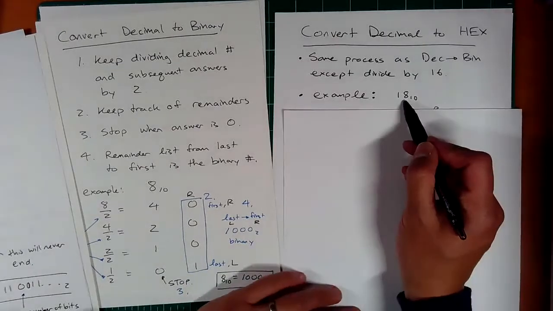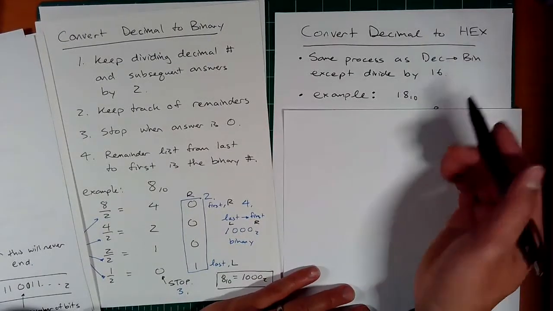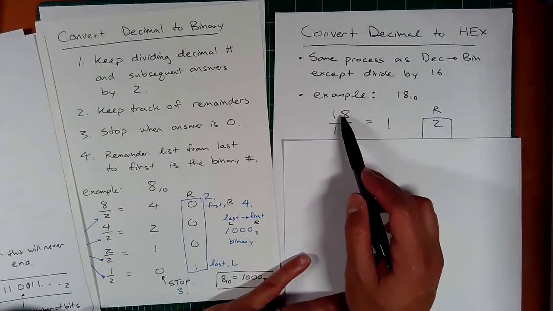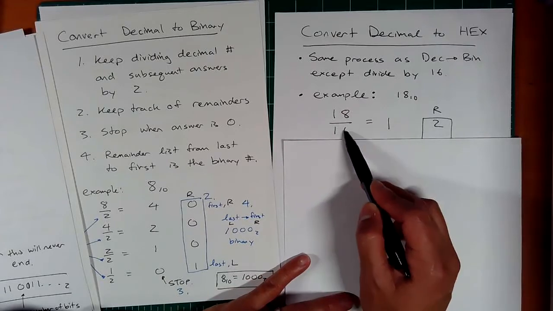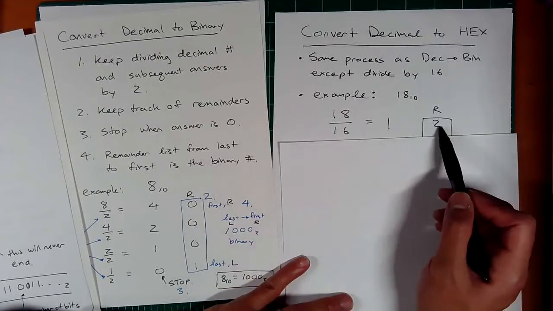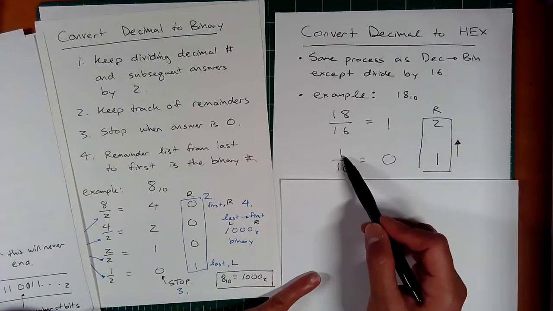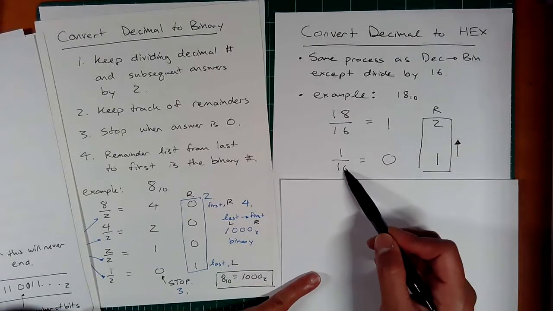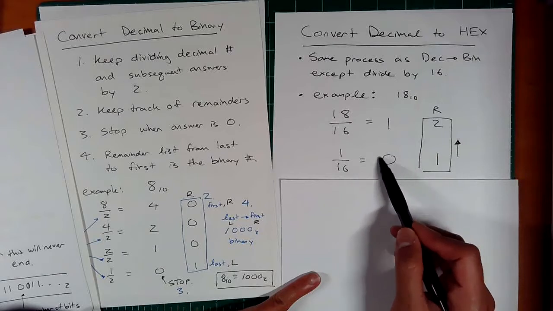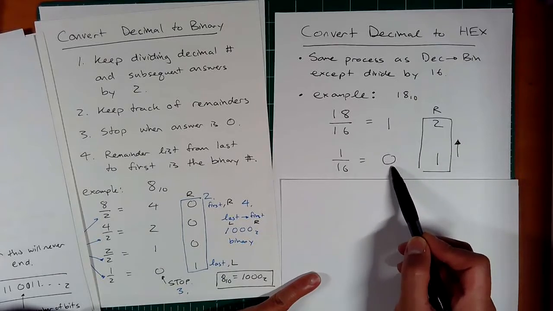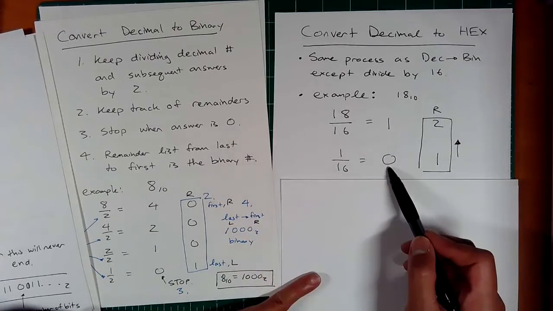So if I have 18 base 10, I want to convert to hex. I'm going to divide by 16 and track the remainder. So 18 divided by 16, well, 1 times 16 will fit into 18 and 2 is left over. Okay, I'm going to take this 1 and divide by 16. Well, I can't fit 16 into 1. That's 0, but there's 1 left over. And this is my stop condition, because I've hit 0. Stop when the answer is 0.